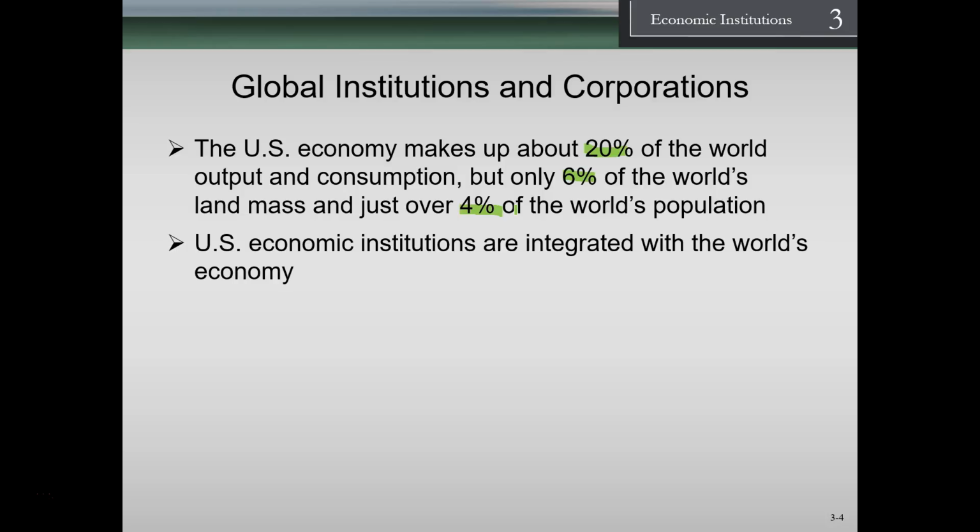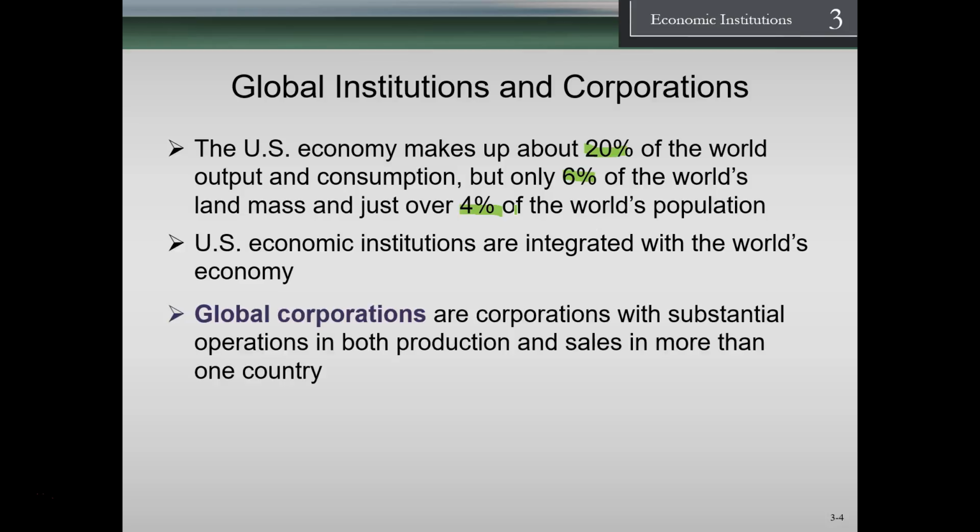So U.S. economy institutions are integrated with the world's economy. Notice that the U.S. economy is all economies. We have a global market basically at this time. So we have integration of the U.S. economy and the rest of the world. Global corporations are corporations with substantial operations in both production and sales in more than one country. Many publicly traded companies, even if they're U.S. companies, of course, do have operations overseas. And again, this is another issue that will constantly be in debate.